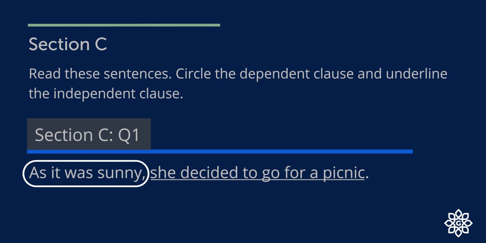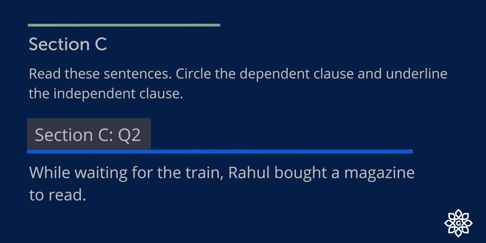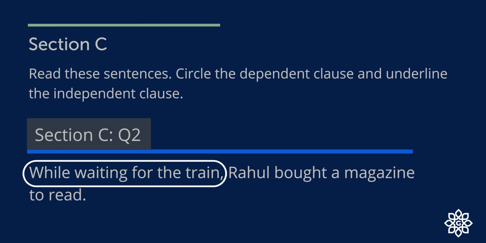Question number 2. While waiting for the train, Rahul bought a magazine to read. Here, while waiting for the train is the dependent clause, and Rahul bought a magazine to read is the independent clause.